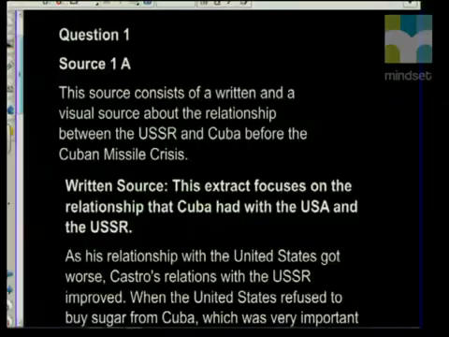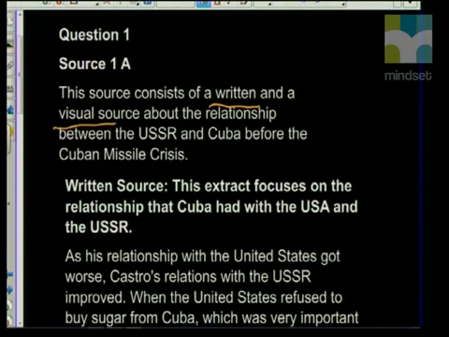Okay, so I've got an example of sources and questions adapted from the 2013 February examination. The instruction reads, this source consists of a written and a visual source. I'd like to quickly underline these two: a written and a visual source.